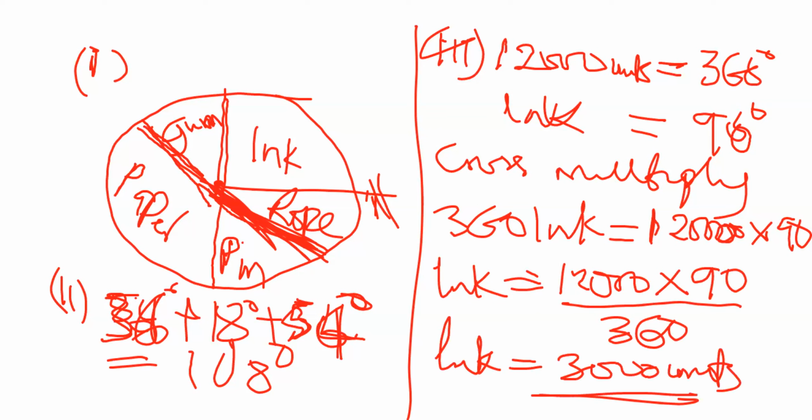Is it clear? 90 in 360 should be 4. How many 4 in 12 should be 3? That's correct. And that is 3,000 units. Is it clear? Any questions?